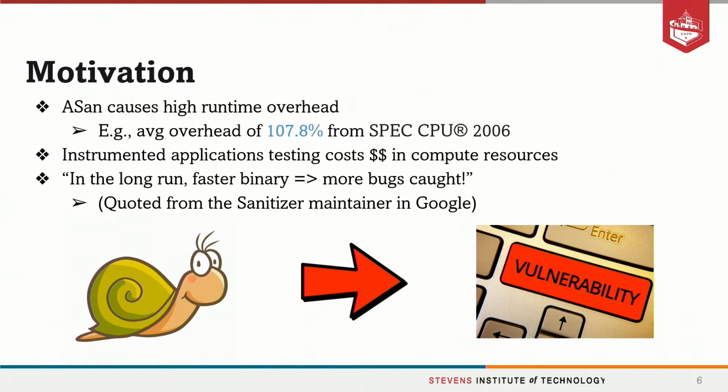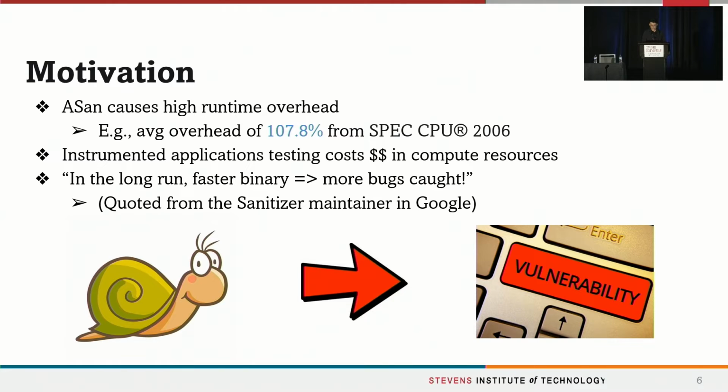Next, I'm going to present the motivation of our work. Even though address sanitizer is powerful, there are still trade-offs for using ASan. That is, ASan causes high runtime overhead. On SPEC CPU2006, the average overhead that ASan brings is 107.8%, and testing the instrumented applications also costs a lot of compute resources. Quoted from the sanitizer maintainer at Google, in the long run, faster binary equals or greater than more bugs caught.